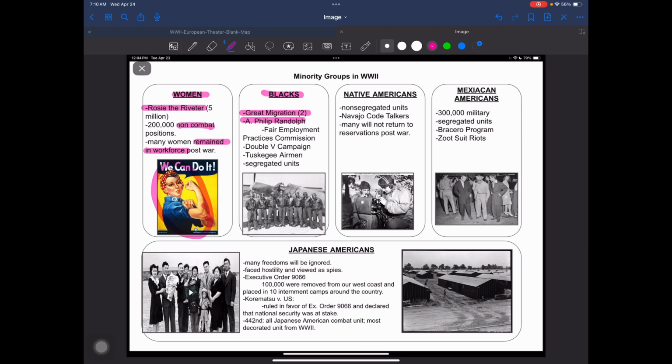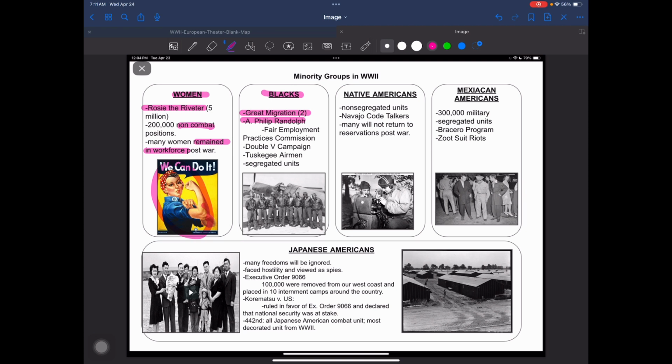And A. Philip Randolph here, he's the leader of an all-black union. And he starts to notice that a lot of these black workers in these industries are being mistreated. They're being discriminated against because they were black. And they're being paid less and getting some of the crappier jobs, I guess is the best way to say it.